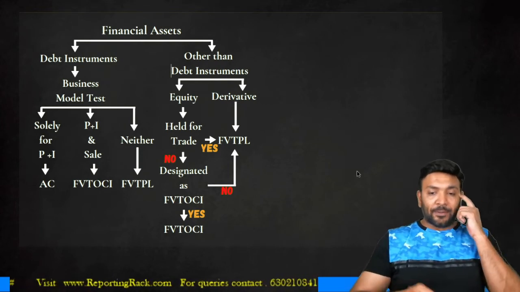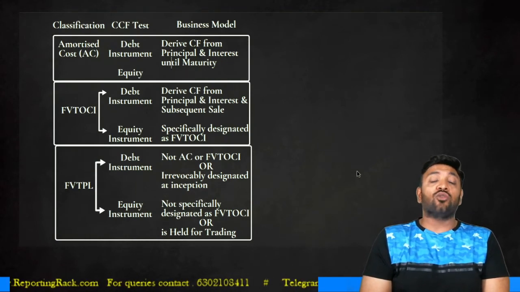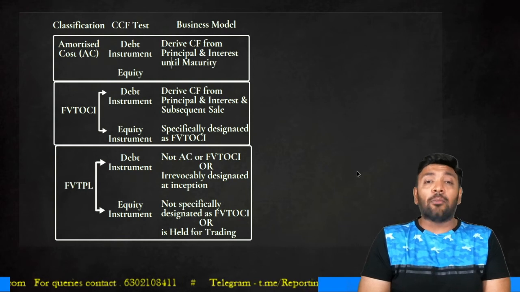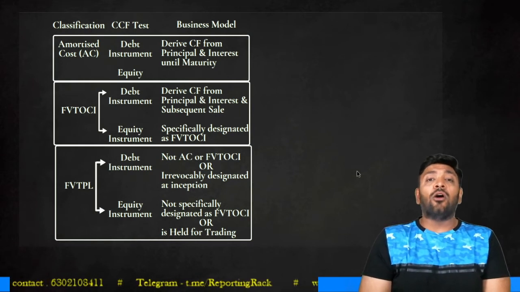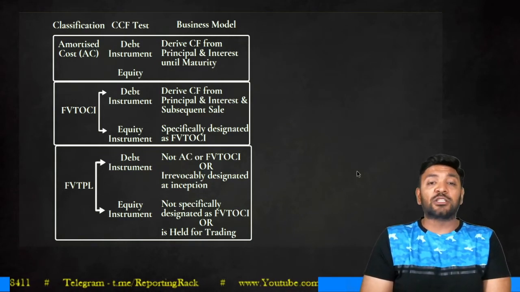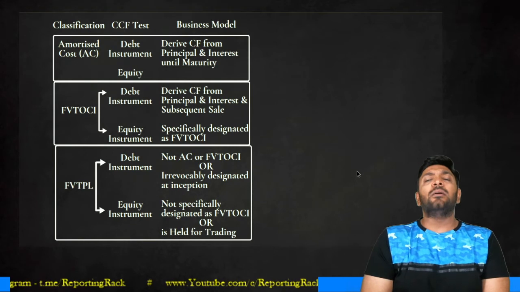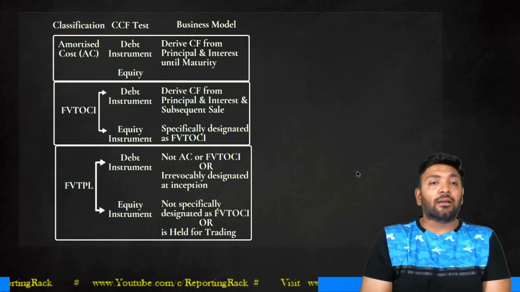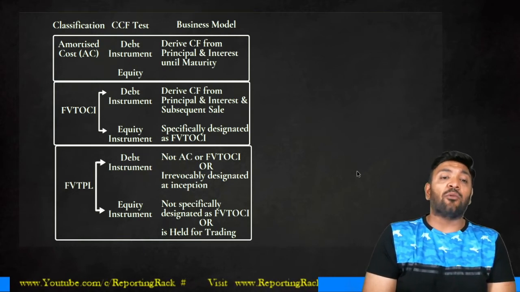Clear? I'll repeat. I said a financial asset should be classified as amortized cost only if it is a debt instrument. No equity instrument in any circumstance should be measured at amortized cost. If a debt instrument has to be classified at amortized cost, then the entity's intention is to derive cash flows from this instrument only in the form of principal and interest until maturity. Then you can classify the debt instrument as amortized cost. Best examples that you can give here are rental deposits, debtors, and cash in bank. These have an intention to derive only principal and interest, therefore should be classified as amortized cost.